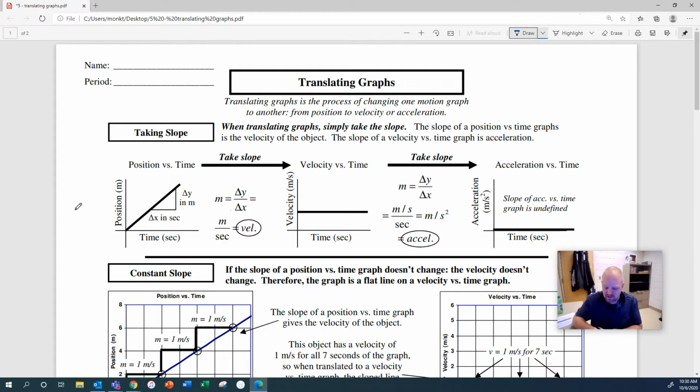If you have a position versus time graph, as shown in the first example over here, what you have is a positive slope. A positive slope means you have a constant change of position over time. And so that means you have a constant, positive slope. You have a constant positive velocity.